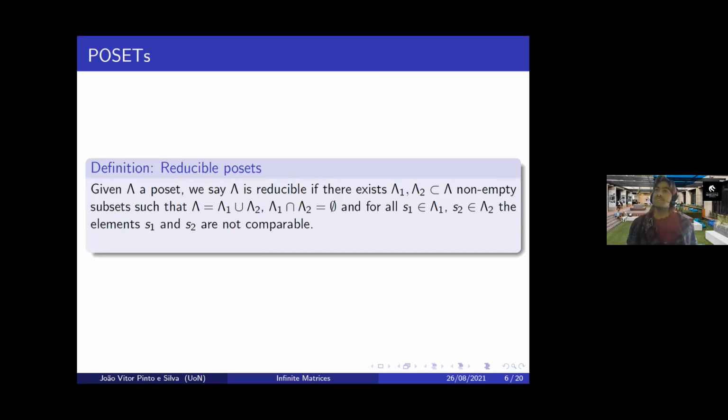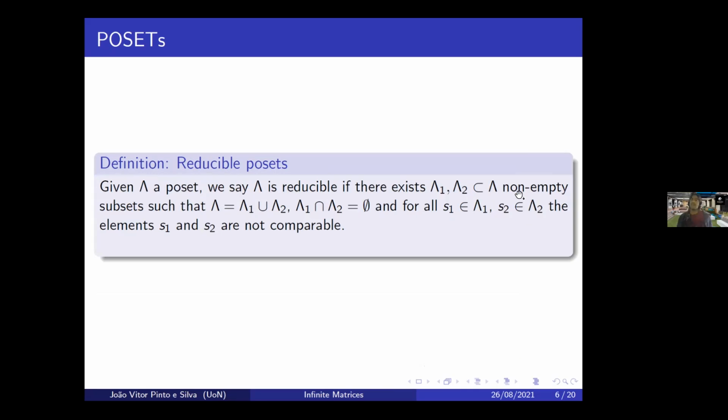And last but not least, we also have the definition of reducible posets. We'll call a poset reducible if we have two non-empty subsets of this poset such that the poset is the union of both of them, and the intersection of both is the empty set. And for all elements in the first one and elements in the second one, they are not comparable. Not comparable means that you cannot say s1 is less or equal to s2 or s2 is less or equal to s1. In this case, we will denote lambda as the disjoint union of lambda 1 and lambda 2, because they are not comparable. And we will say that lambda is reducible otherwise.